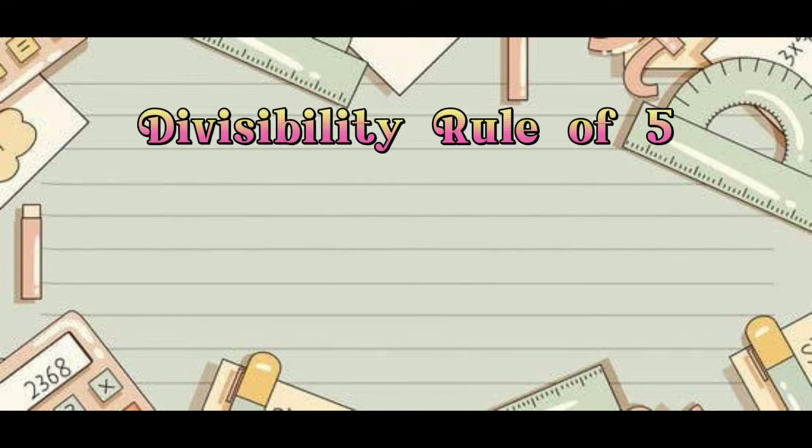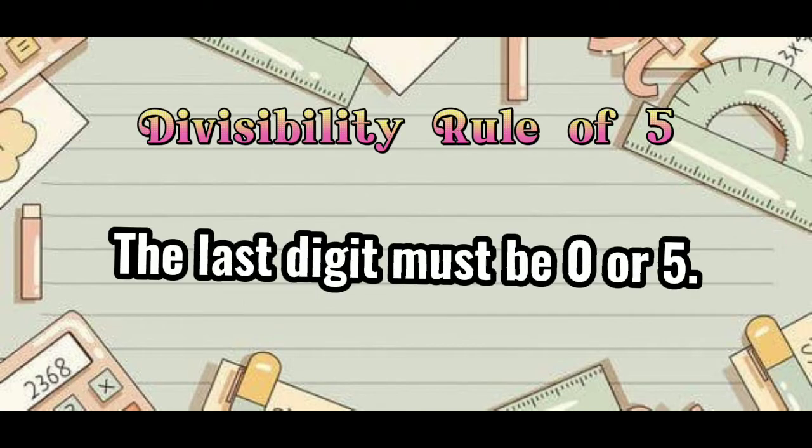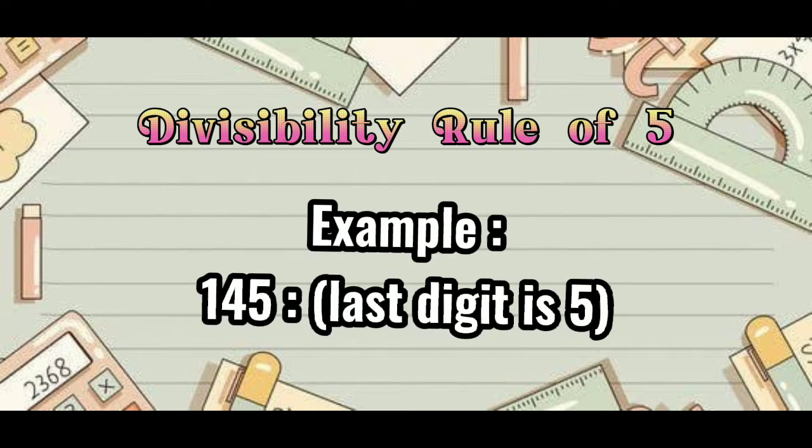Divisibility rule of 5. The last digit must be 0 or 5. For example, 145. The last digit is 5. Therefore, it is divisible by 5.